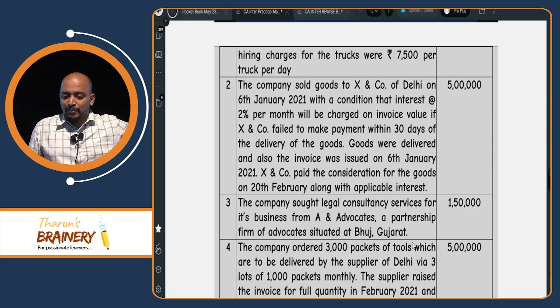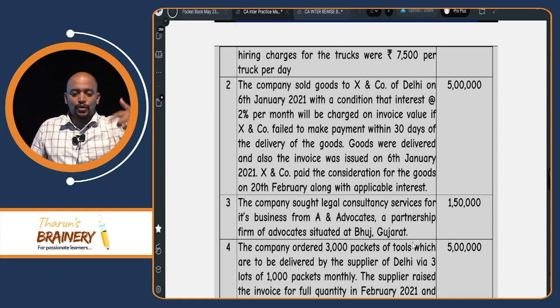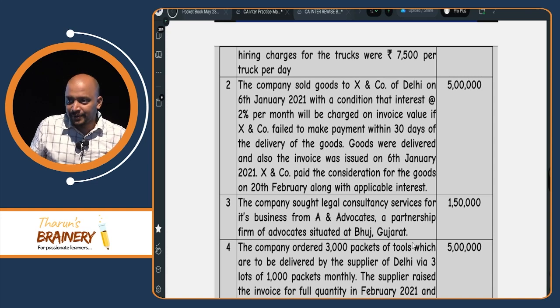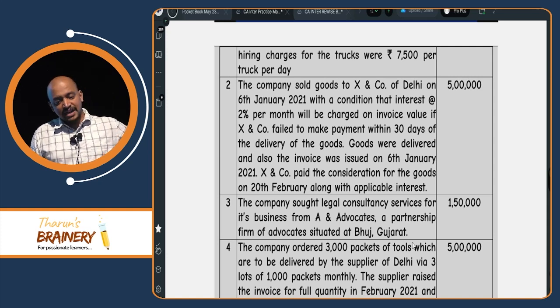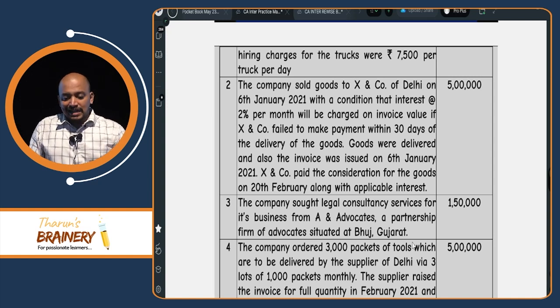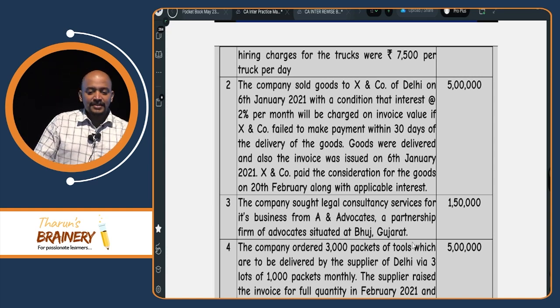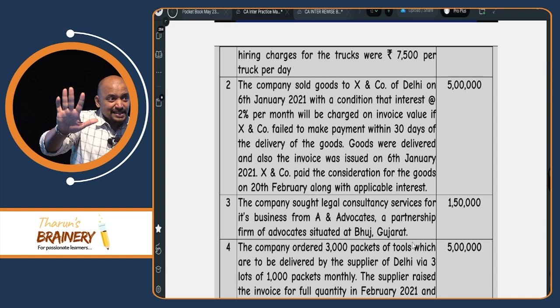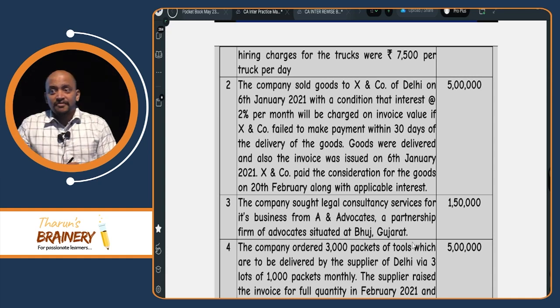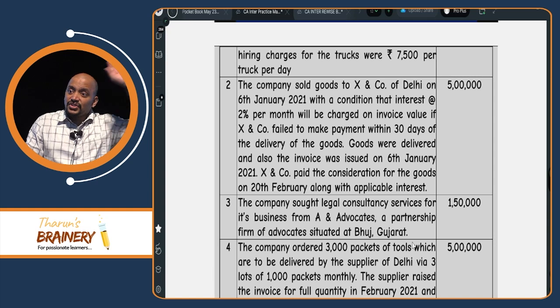So company sold goods on 6th January. 6th January means previous month, with the condition that interest at 2% per month will be charged on the invoice if Exxon Co failed to make payment within 30 days of delivery. So what is 30 days of delivery? 6th January means 5th February. Correct? 5th February they should make the payment. Exxon Co paid the consideration for the goods on 20th February along with applicable interest, which means 5 lakhs will not be taxable in February month. 5 lakhs already taxed in January month.